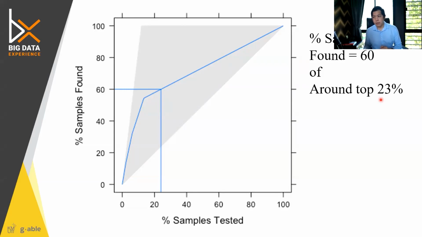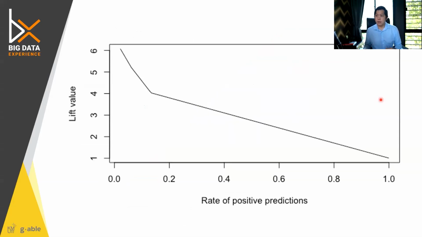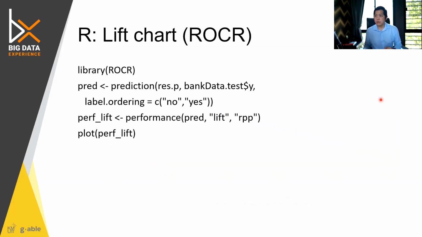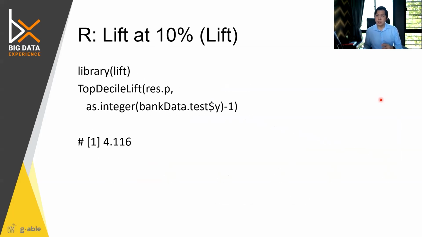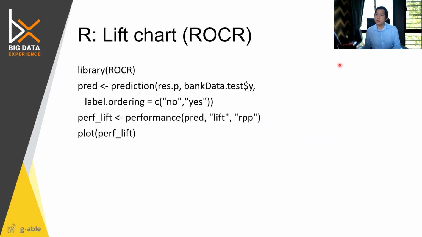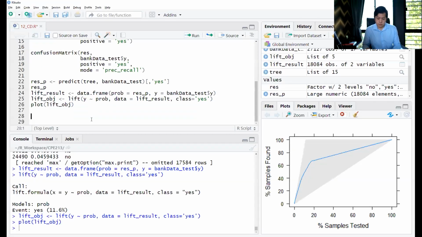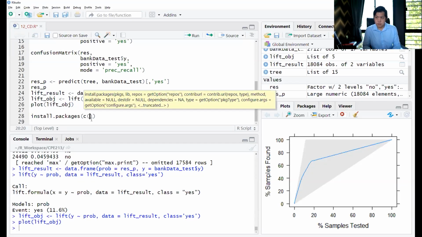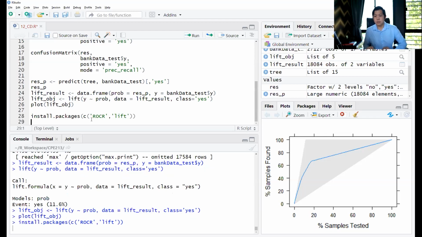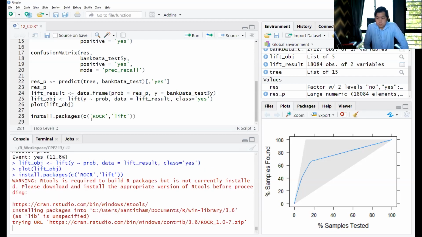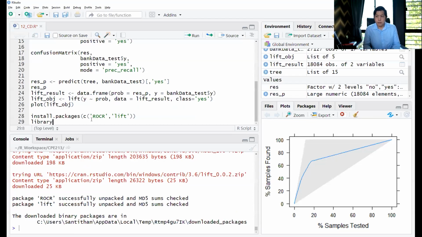You can calculate the performance to get the actual lift value at different coverage. You can use ROCR and actually the package called lift. Let's install that. Right, and then use the library ROCR. Did I switch the screen? Yes. Library ROCR.